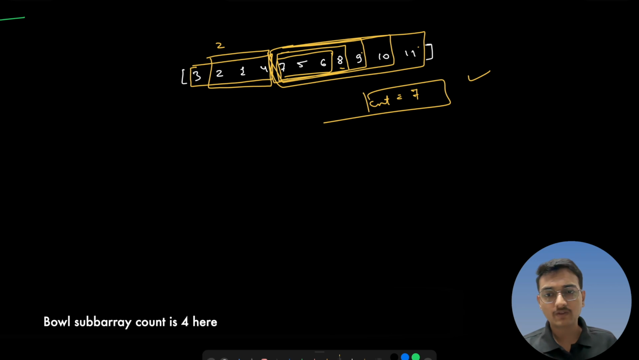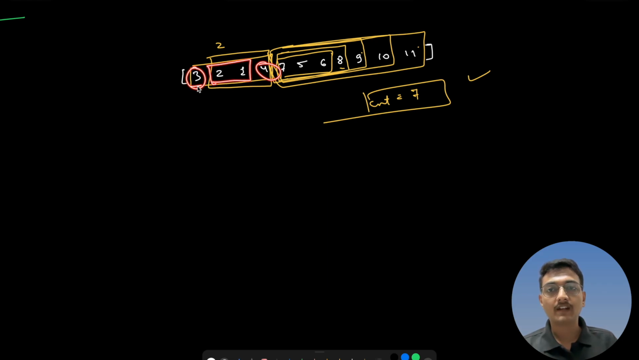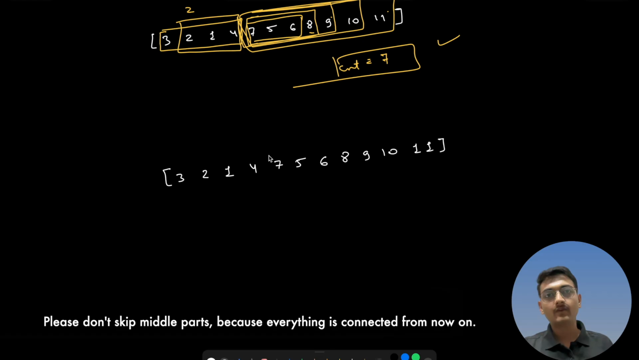So I hope the definition of bool subarray is clear to you. Whatever the ages are, we have to compare with the middle numbers. If the ages are greater than all of the middle numbers, then we can say that the subarray is a bool subarray. So we very well know what a bool subarray is. Now let's try to find out what the brute force solution to this problem is.